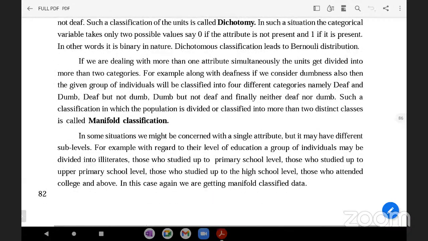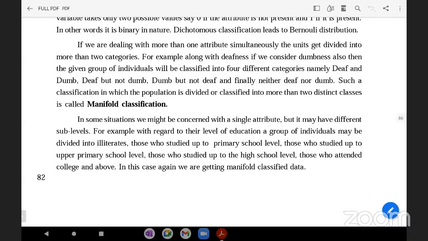In some situations we may be concerned with a single attribute, but it may have different sub-levels. For example, the education of a group of individuals may be divided into literate, those who studied up to primary school, and those who studied up to upper primary school. These are 3 categories. Again, there are those who studied high school levels and those who reached college levels. This comes to manifold classification, where many classifications happen.